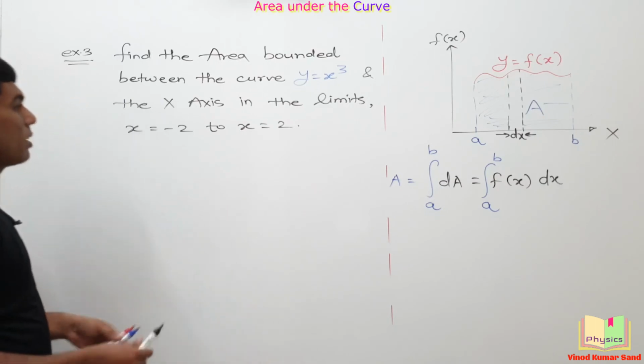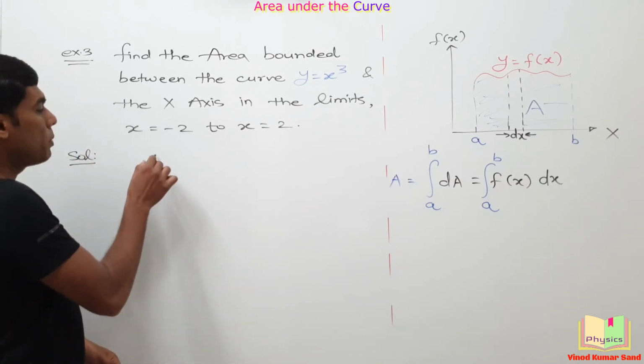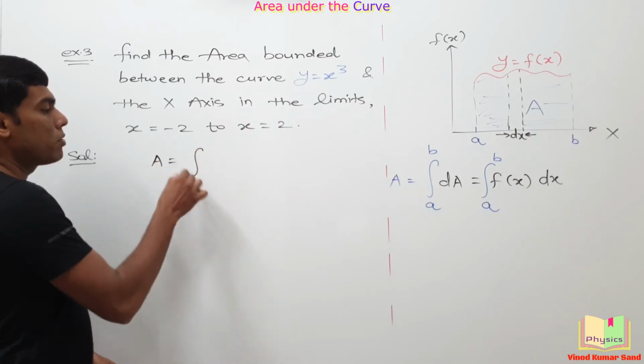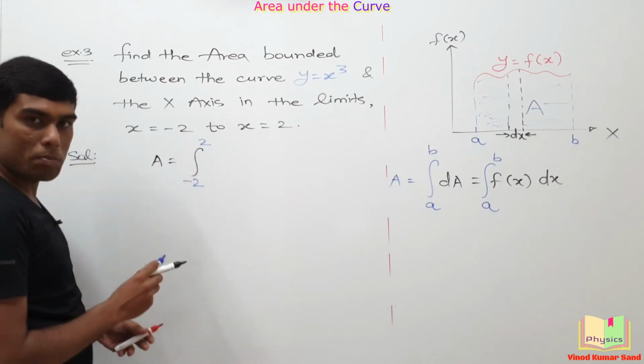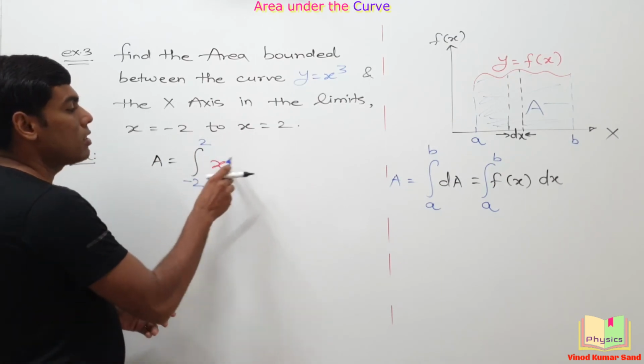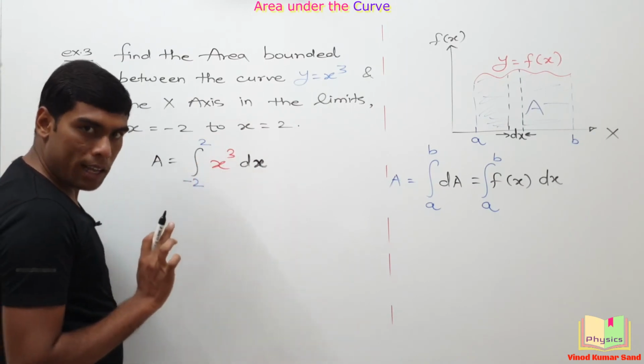I am solving it on the board. The question is pretty simple actually. To obtain the area, we'll take the help of integration. The lower limit is minus 2 and the upper limit is plus 2. The given function is x cube and we have to integrate it with respect to the variable x.